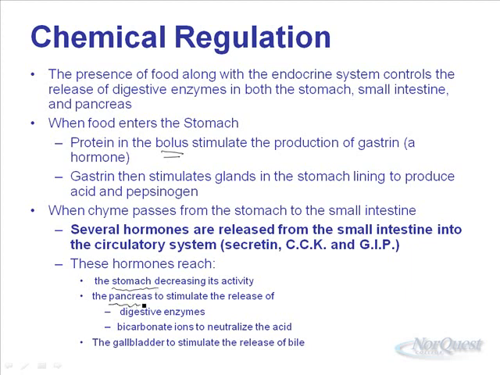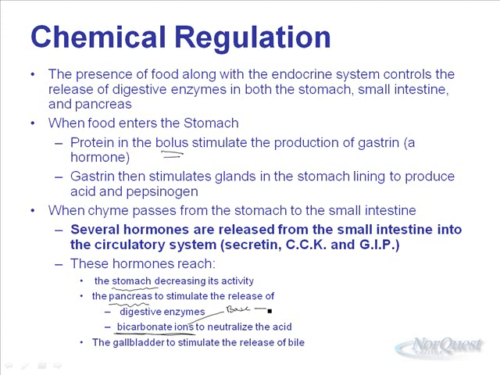Our pancreas is going to be stimulated because our pancreas releases all those digestive enzymes that break down, especially the final stages of chemical digestion. The other thing that's going to be produced by our small intestine are bicarbonate ions. These are really important. They're a base.